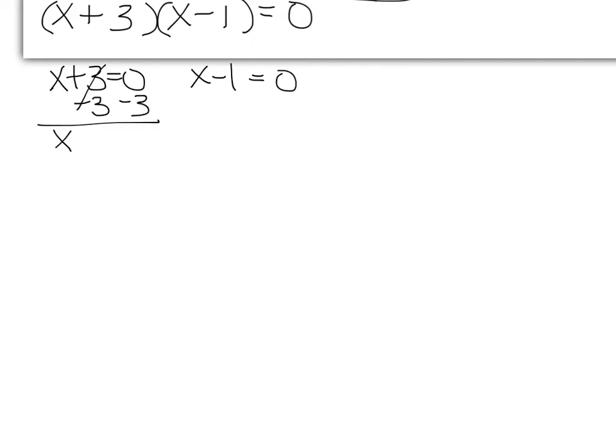Subtract 3 from both sides, giving you x equals negative 3, and add 1 to both sides, giving you x equals 1. So your answers are negative 3 and 1. Let's check them to see if they work.